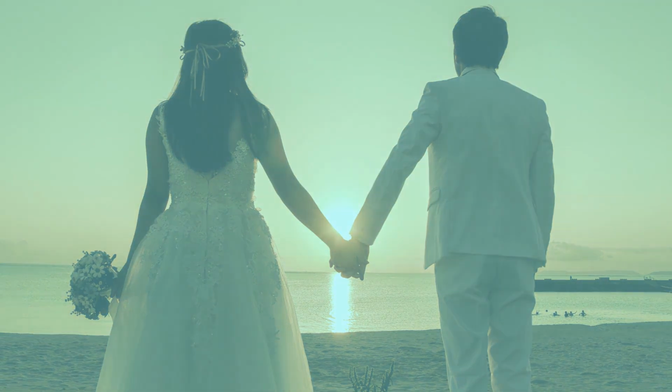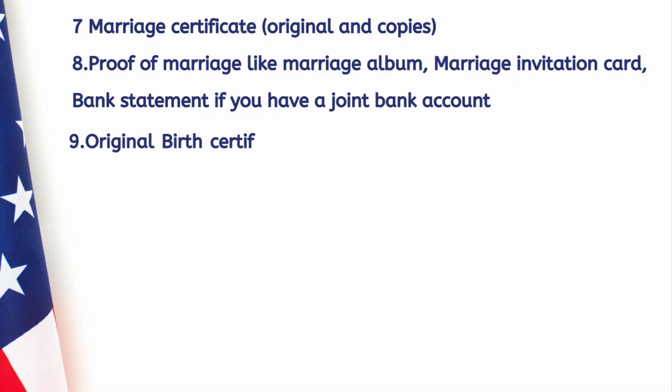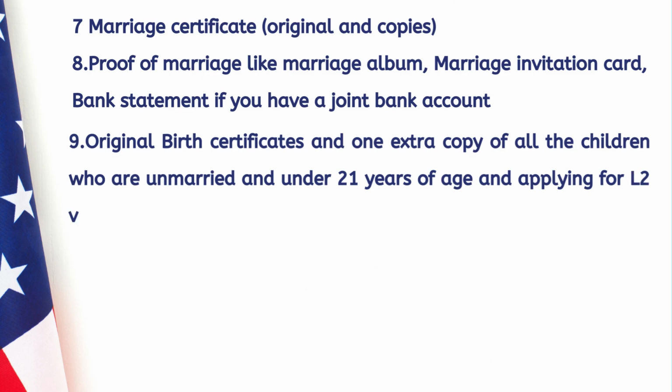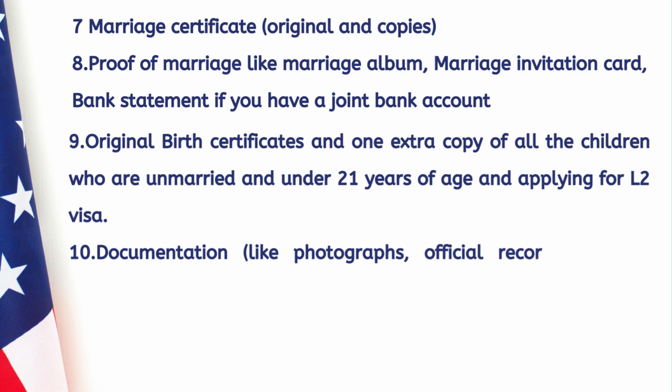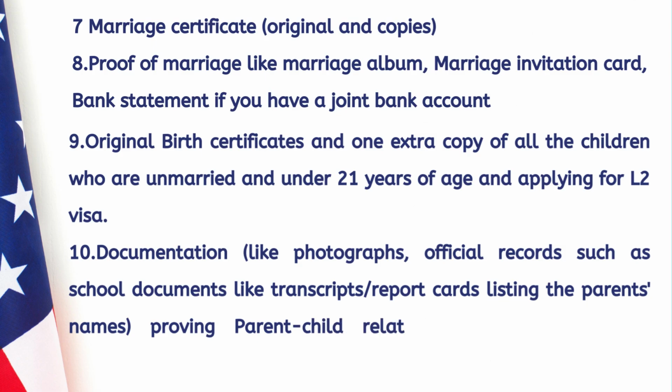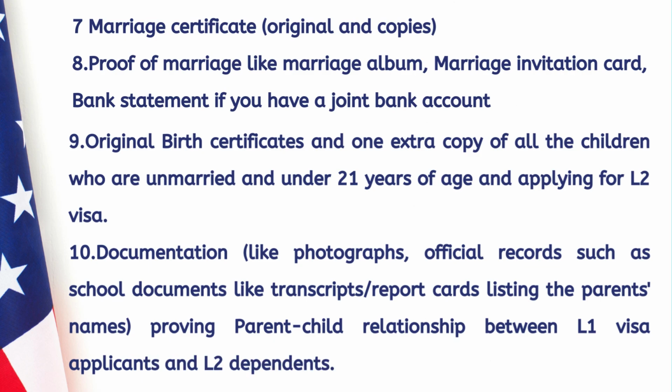Number 9, original birth certificates and one extra copy of all the children who are unmarried and under 21 years of age. Number 10, photographs to prove that the children are actually dependents of L1 visa holder, like vacation photos or a christening ceremony in which both the L1 applicant and the L2 applicants are clearly visible, or a group family photo, or say school report cards or transcripts where your names are mentioned as parents, or if the L1 applicant has a joint bank account with the child, proof of the same as well.